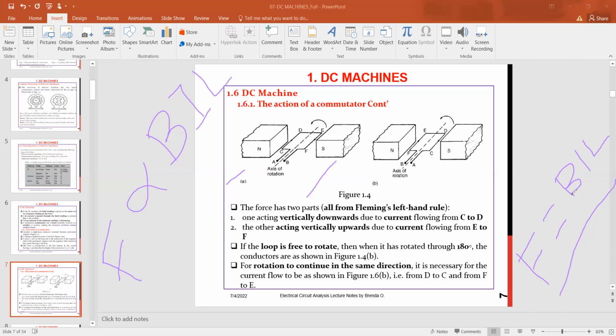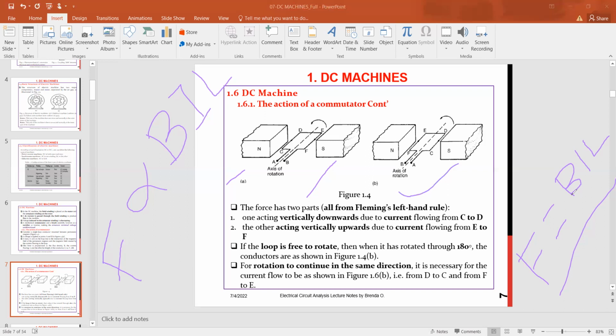So if this loop is free to rotate, that is, our single loop conductor is free to rotate, then when it has rotated through 180 degrees, we have a resultant of part B. For the same rotation to continue, it's necessary for this current to flow from D to C, and from F to E.